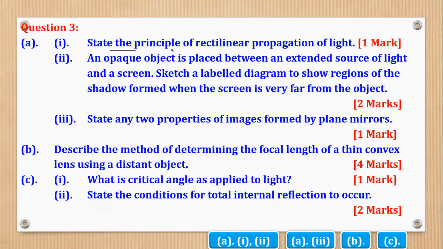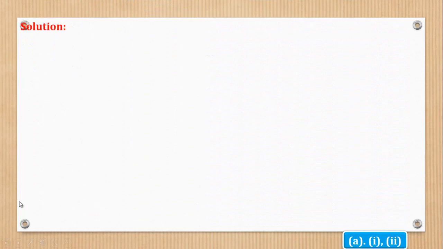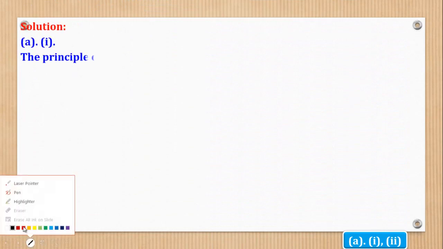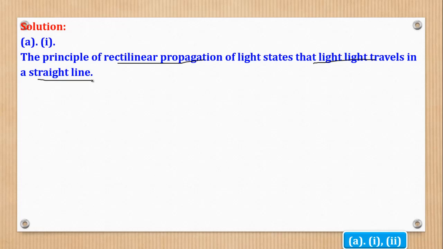Roman 1 says, state the principle of linear propagation of light. So the principle of linear propagation of light states that light travels in a straight line, as simple as that.